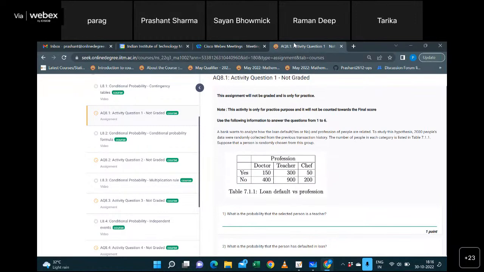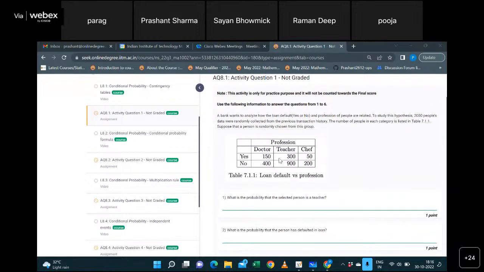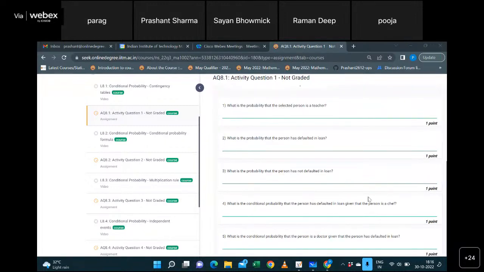Is this clear for everyone? Any doubt in this activity? Sir, I have a doubt. It's sometimes confusing when to take the row relative and when to take the column. That's why, Pooja, you have to read the statement carefully. It is not like you have to memorize whether it's a row relative or a column relative. You have to be careful, like in the fourth question, what is it saying?